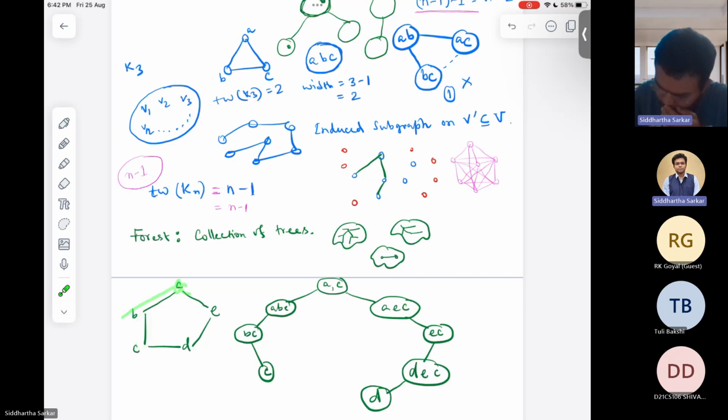So for AB, there is a bag. For AE, there is a bag. For DE, there is a bag. For CD, this one. For BC, this one. Okay. And what we want for every vertex, we want to see whether the bags are connected or not.